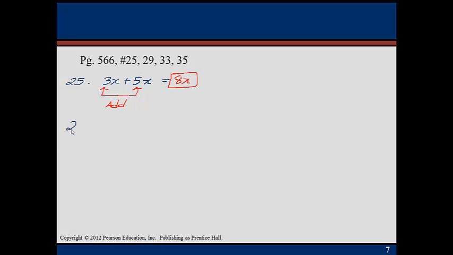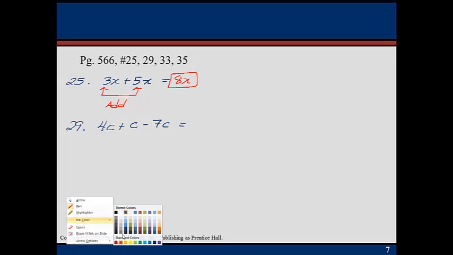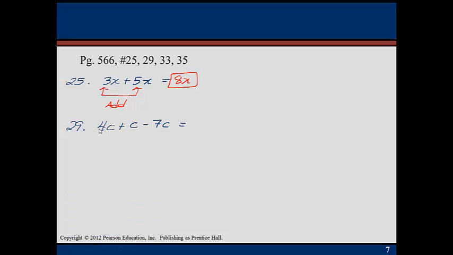And then number 29, we have 4c plus c minus 7c. Again, we have all like terms. Each term has a c, so we're going to combine the coefficients. So the first coefficient is 4. The second one is invisible, which means it's the 1. And then the third one is negative 7. So 4 plus 1, that is 5. Minus 7 is negative 2. And then don't forget the c. So this is negative 2c.